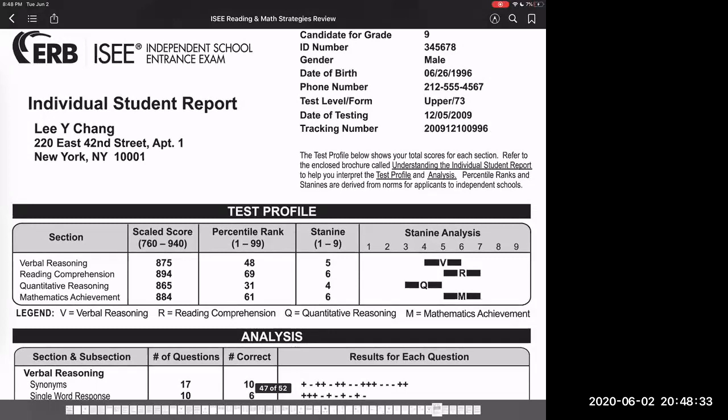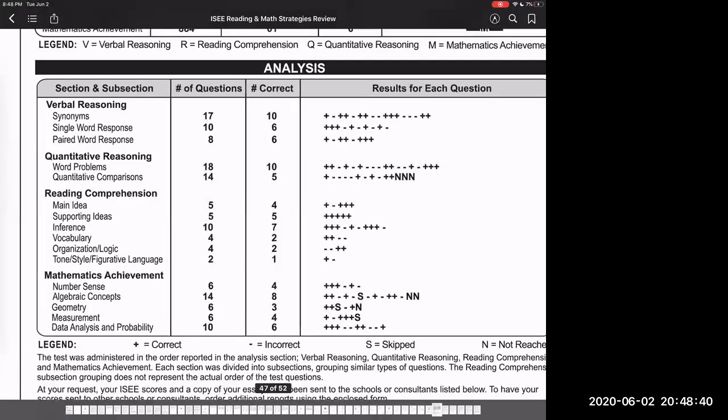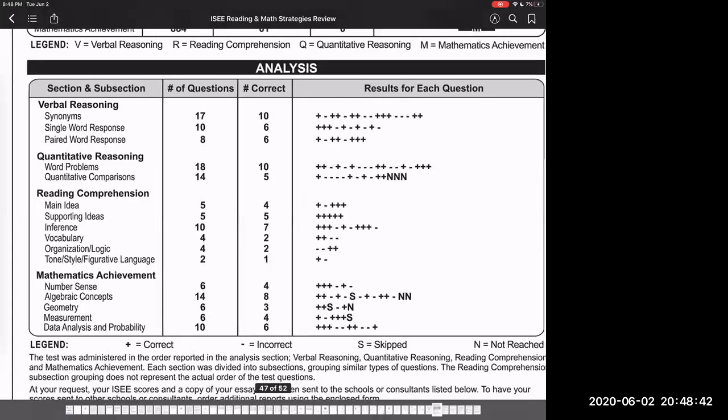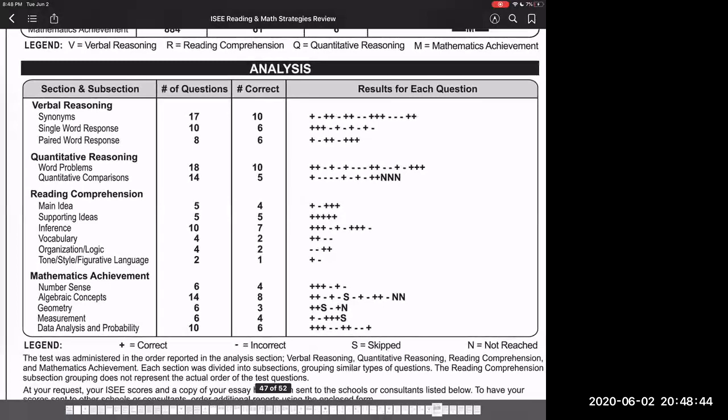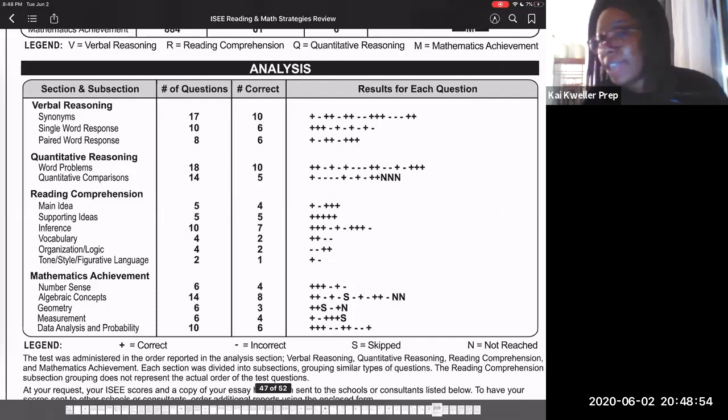It'll give you a range. And then they have an analysis. Let's keep going under that. If you want to take a screenshot of this, you could, just so that you have it on your records. They show you: plus means that you got the answer correct. Minus means that you didn't get it right. S is skipped, and N means that you weren't able to finish the test or answer those last couple of questions.